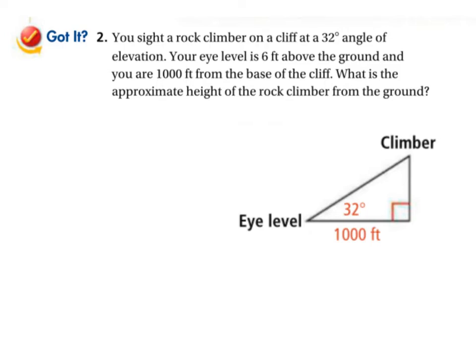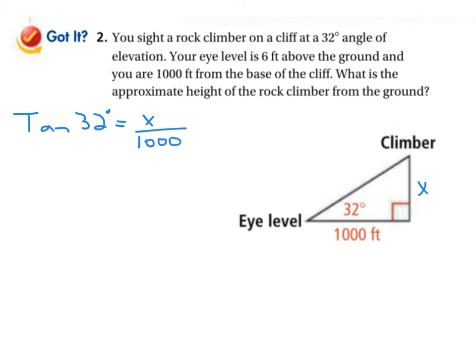Okay, so what we want to do is label this side, let's just call this side x, right here, and see how high from eye level to the climber it is. So what are we dealing with? Well, we've got this angle right here, 32 degrees. We've got the adjacent side and the opposite side. That's going to be tangent. So we can say the tangent of 32 degrees equals the opposite side, x, over the adjacent side, 1,000.